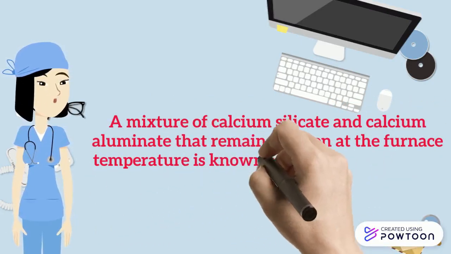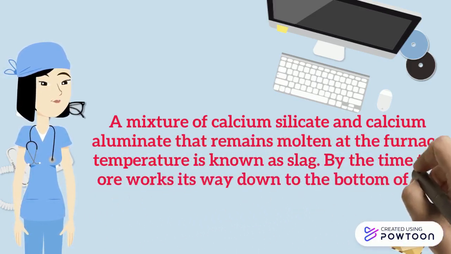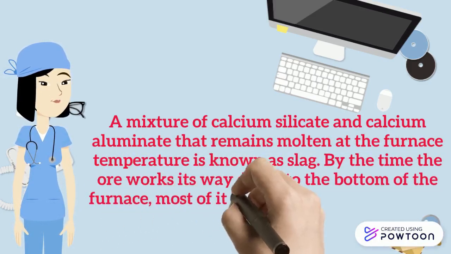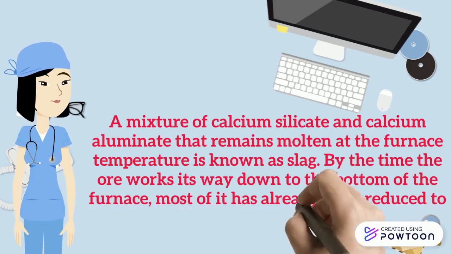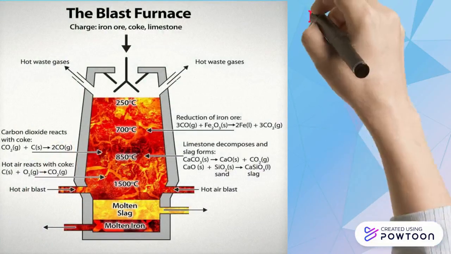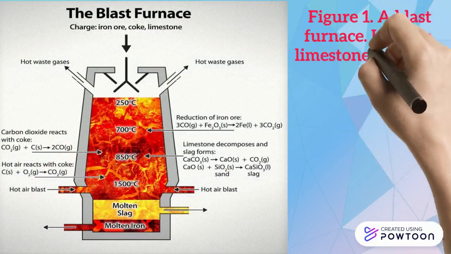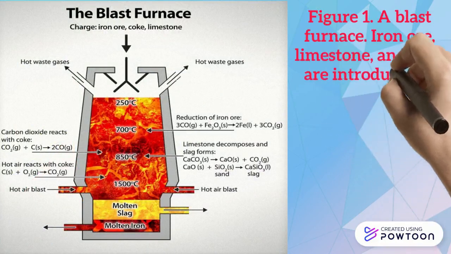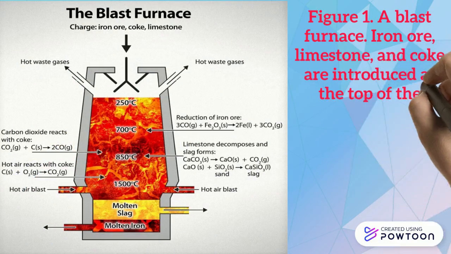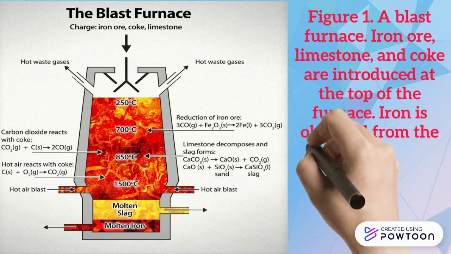By the time the ore works its way down to the bottom of the furnace, most of it has already been reduced to iron. This image is what we call the blast furnace. So we can see at the top, the iron ore, limestone, and coke. Iron is obtained from the ore by reduction with carbon.